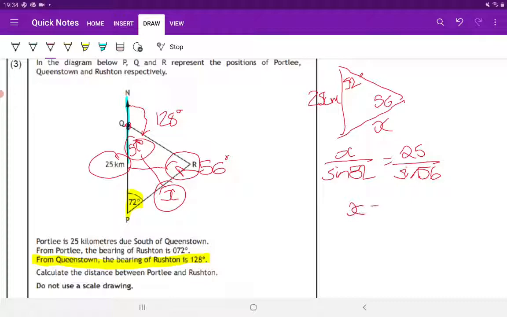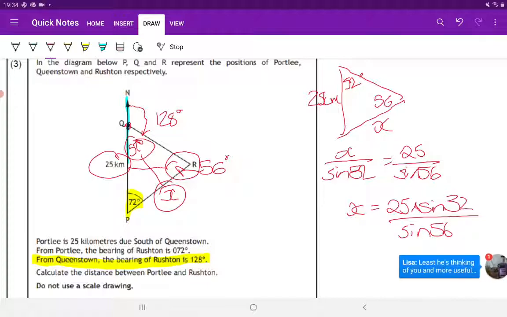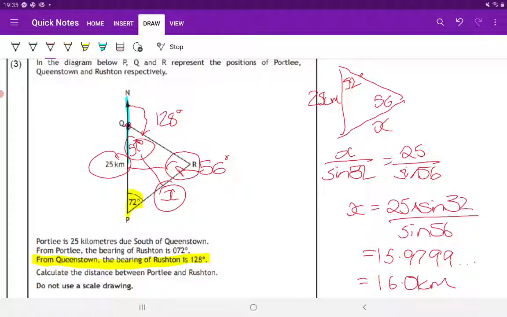So x is 25 times sine 52 over sine 56. And we'll go from there, type that straight in, 25 times sine 52 over sine 56, and I get 15.9799. And let's say that's just going to be 16.0 kilometres. It's very, very close to 16 kilometres. And so that would be our answer. That is the distance between Portlea and Rushton, 16 kilometres.